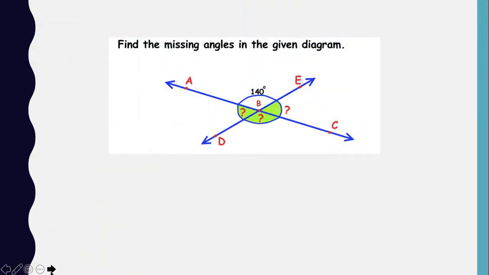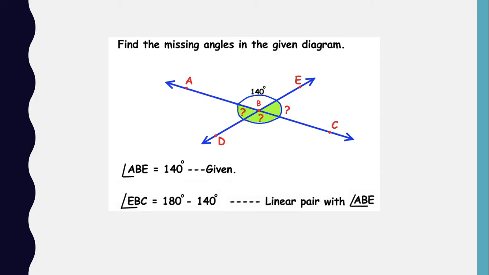The next one, students, we will do an example question. Find the missing angle in the given diagram. See, here I have given three question marks. These are the three missing angles. And here is 140. You can see two lines, right? The two lines are intersecting at a point. So angle ABE is given to you, and we are going to find out angle EBC, the first question mark.